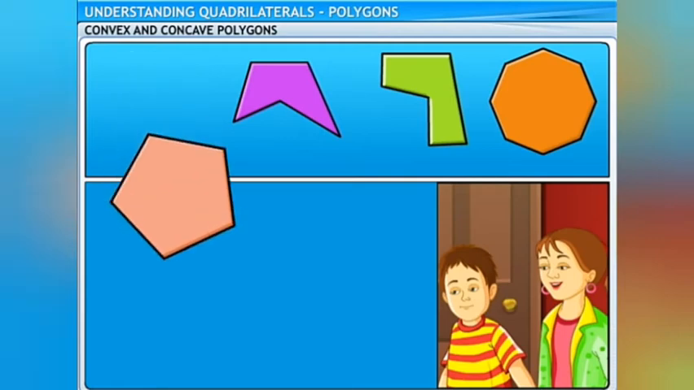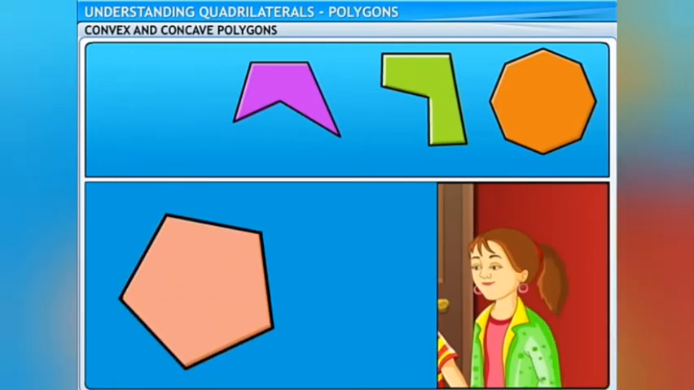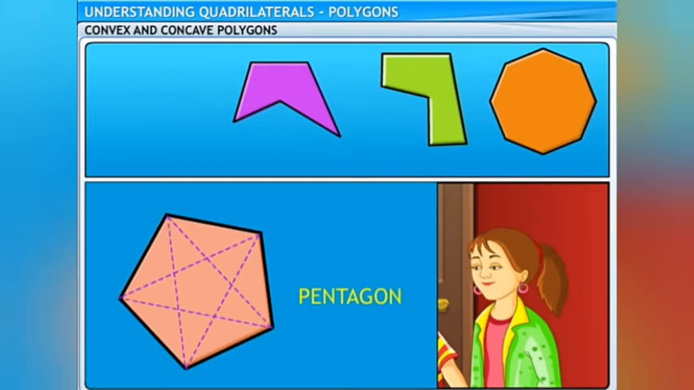Alice, you first. The first polygon has 5 sides. So, this is a pentagon. Now, on drawing the diagonals, we see that all lie inside the polygon. Thus, it is a convex polygon.